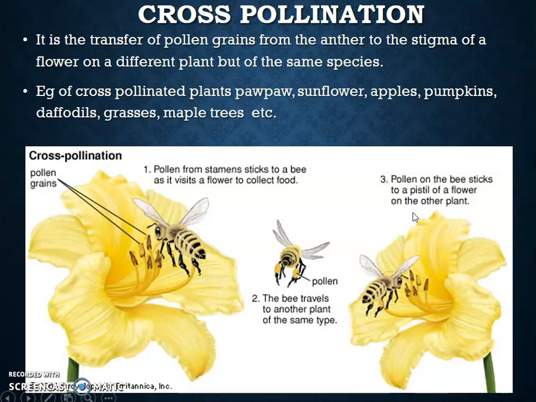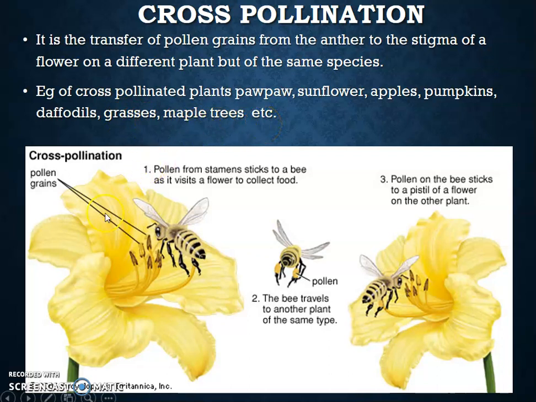Then cross-pollination. This refers to the transfer of pollen grain from the anther to the stigma of a flower on a different plant, of the same species. So the same species is very key. Examples of plants that undergo this are pawpaw, sunflower, apples, pumpkins, daffodils, grasses, maple trees, etc.